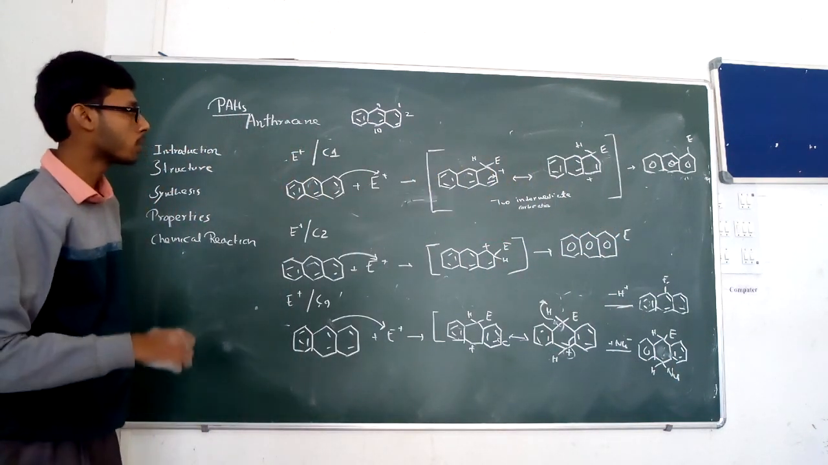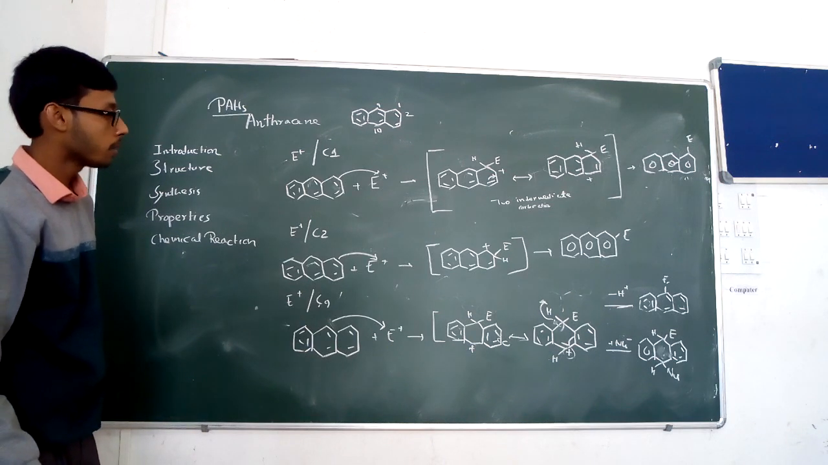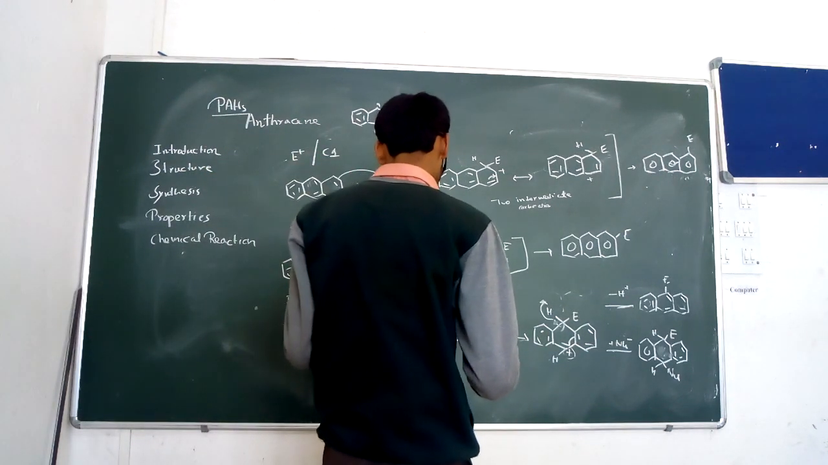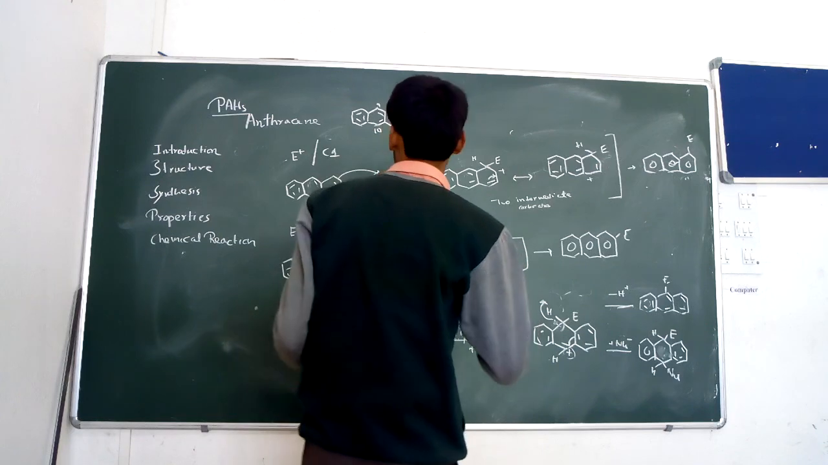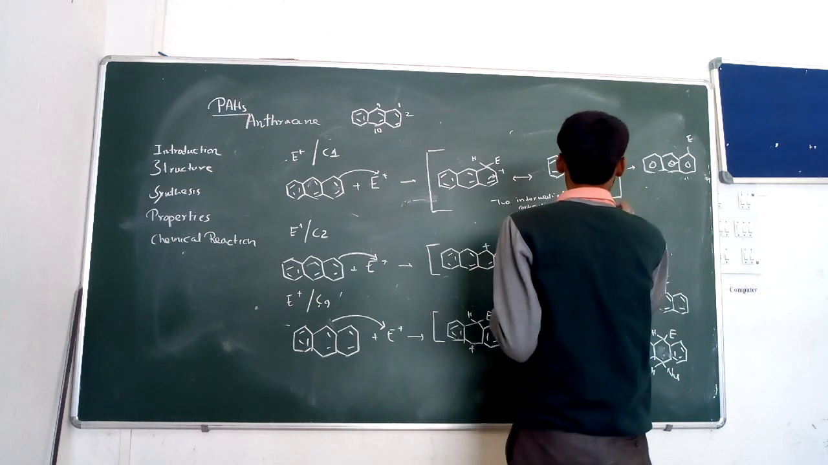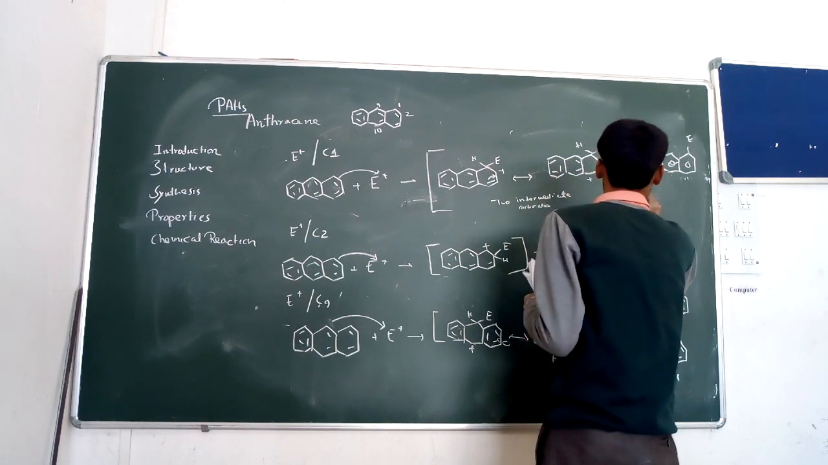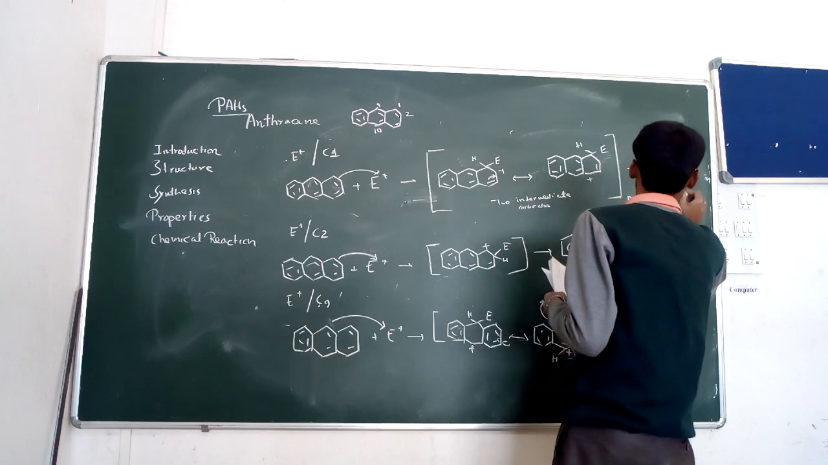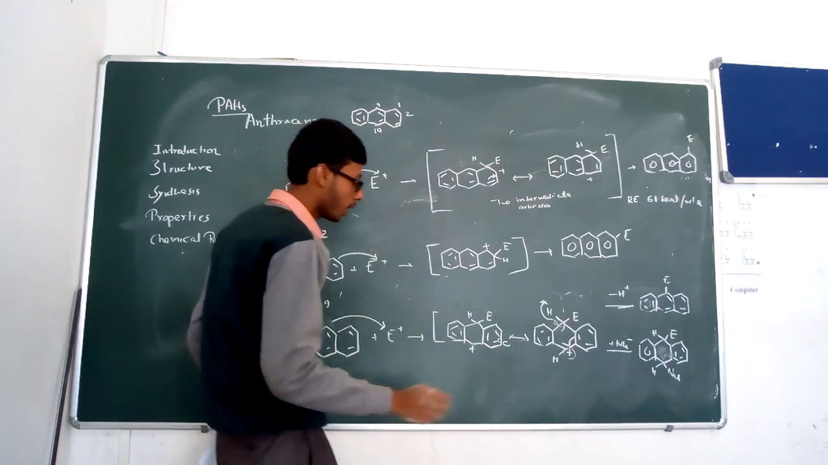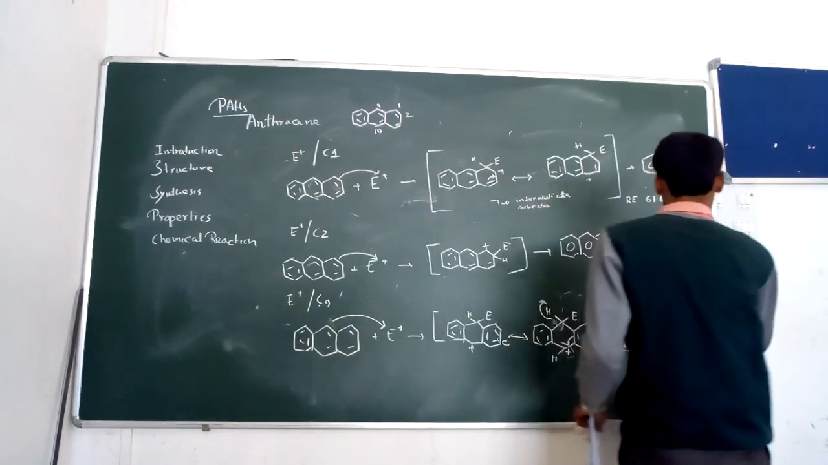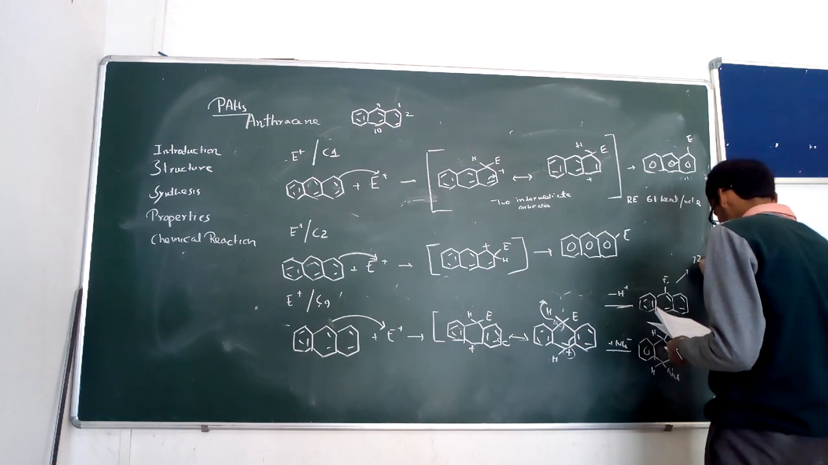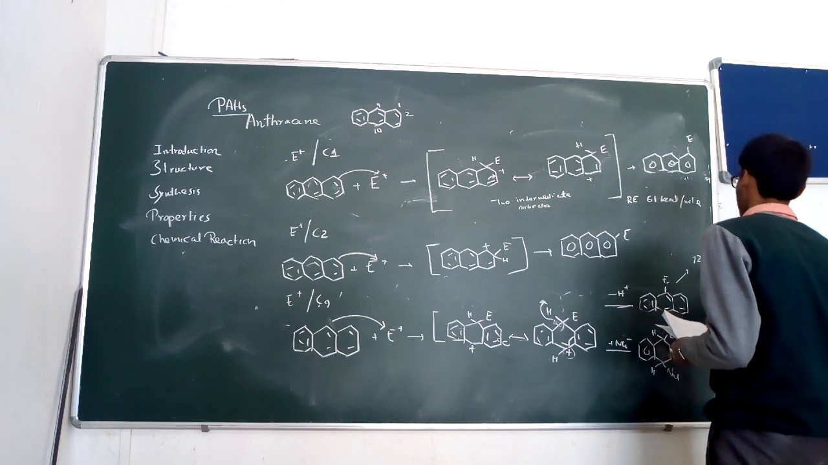And if you see the resonance structure, the molecule containing the C1 and C2 attack has a resonance energy of 61 kilocalories, and when attack occurs at the C9 position, the resonance energy found in the product formed is 72 kilocalories.